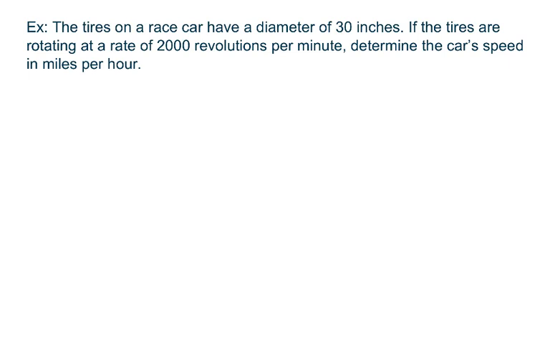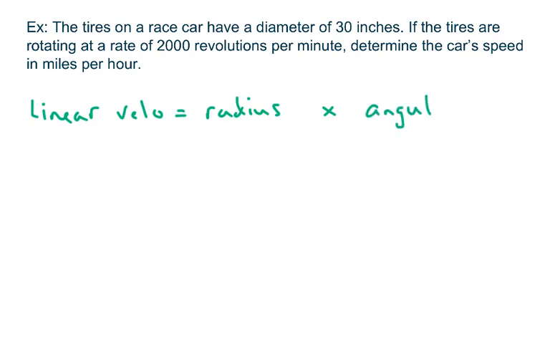I'm going to start by just rewriting the formula for linear velocity, because that's really what we're looking for. Linear velocity is equal to the radius of our object times the angular velocity that we were rotating at. Angular velocity, I'm just going to abbreviate.